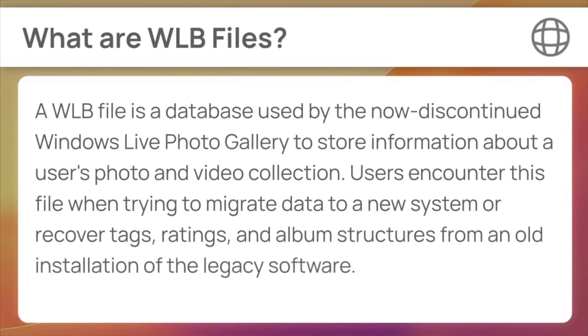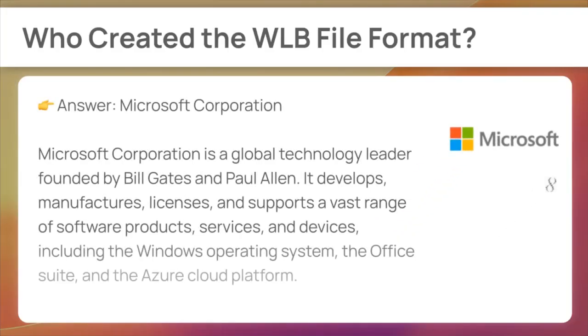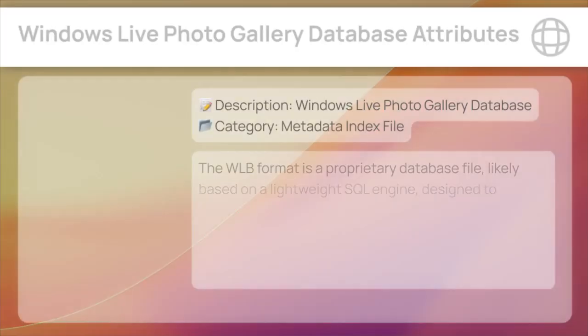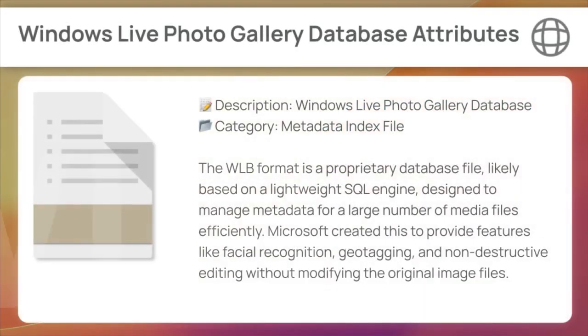A WLB file is a database used by the now-discontinued Windows Live Photo Gallery to store information about a user's photo and video collection. Users encounter this file when trying to migrate data to a new system or recover tags, ratings, and album structures from an old installation of the legacy software. The WLB format is a proprietary database file, likely based on a lightweight SQL engine, designed to manage metadata for a large number of media files efficiently. Microsoft created this to provide features like facial recognition, geotagging, and non-destructive editing, without modifying the original image files.